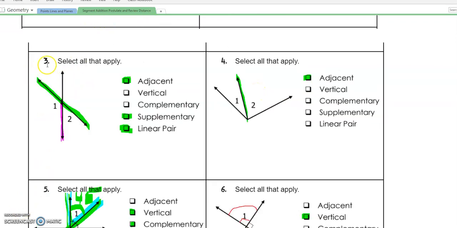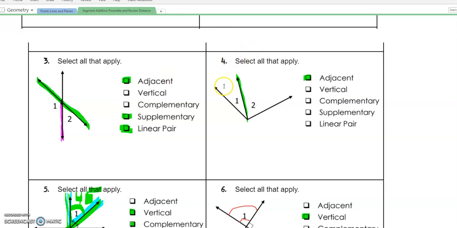Moving on to question 3, we can see that angles 1 and 2 together form this straight line. They also share this side. So if they share a side, we can mark them adjacent. They form a straight line, which makes them a linear pair. And every linear pair, of course, adds up to equal 180, so they are supplementary as well.